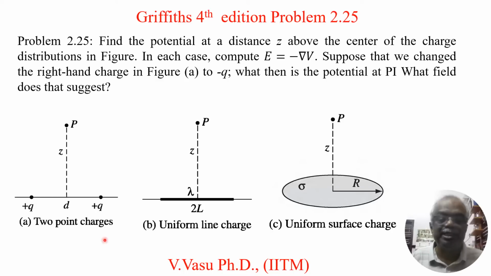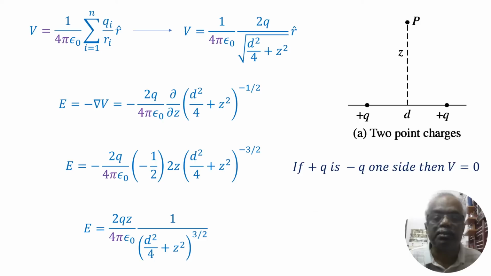So now three configurations were given. One is due to a point charge. The second and third are due to charge distributions. This is the line of charge: charge is distributed over a straight line. Here is a surface charge: charge is distributed over a circle. Then we will find each case one by one.